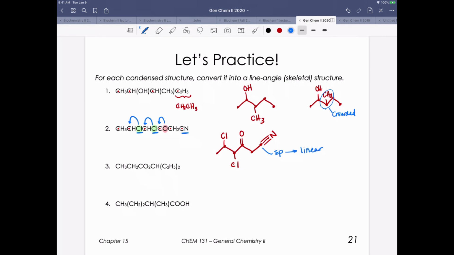That's why I drew that guy the way I did. Okay? Wow, there was a lot in that guy. So if you need to, go back and rewatch and review this guy. But that is what a correct skeletal structure will look like for this guy. All right, let's do another one here.